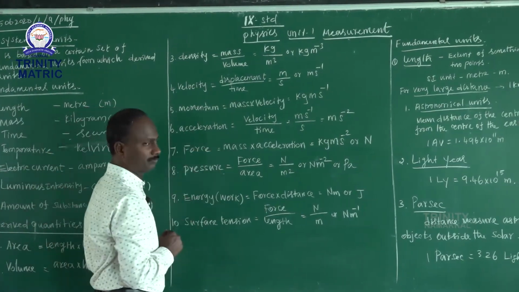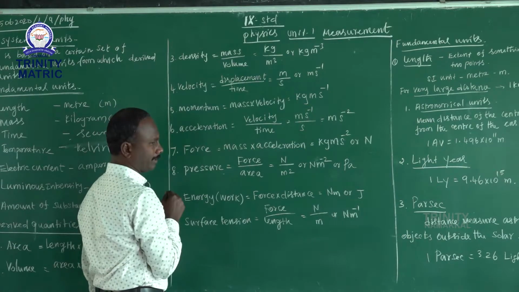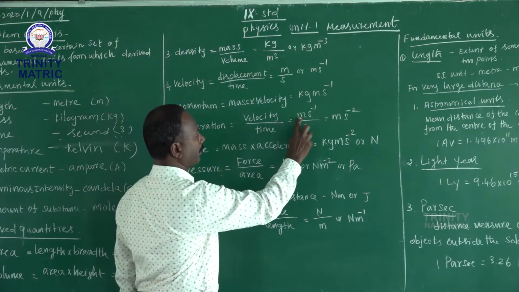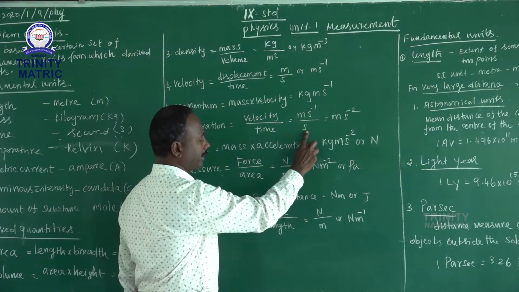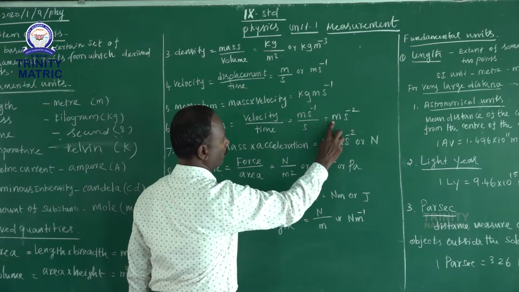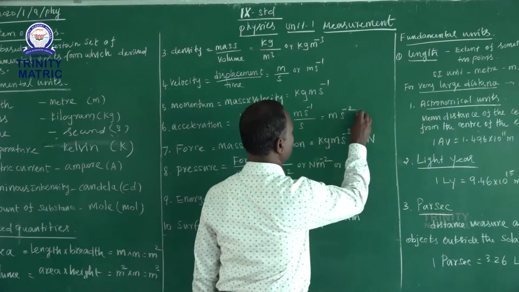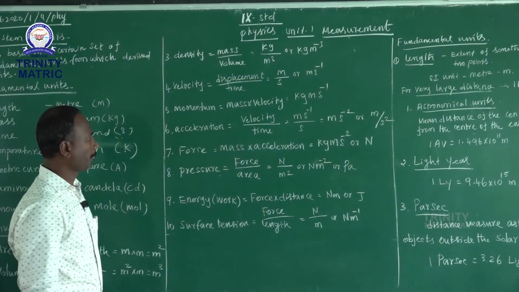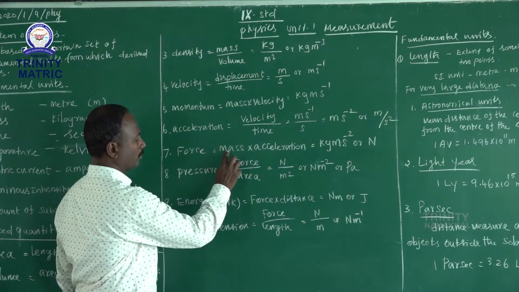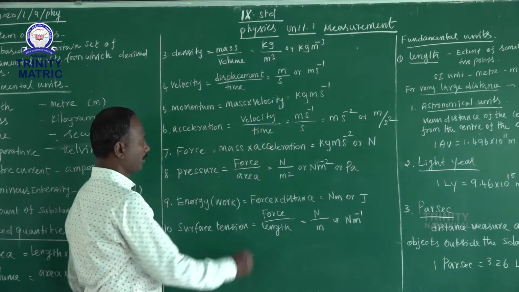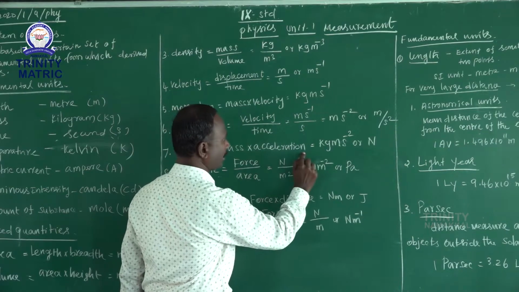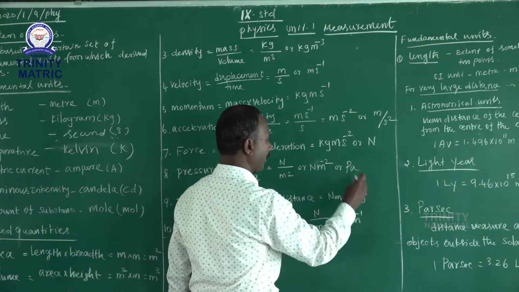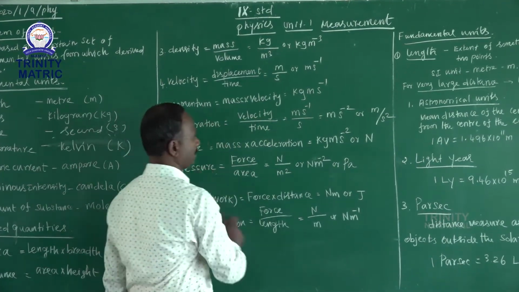Then acceleration. That is rate of change of velocity, or velocity by time. The unit of velocity is meter second minus 1, divided by the time unit second. So taking the reciprocal, meter second minus 2 or meter per second square is the unit of acceleration. Then force is equal to mass into acceleration. The unit of mass is kilogram, for acceleration meter second minus 2. So we get kilogram meter second minus 2, or another familiar unit of force is Newton.